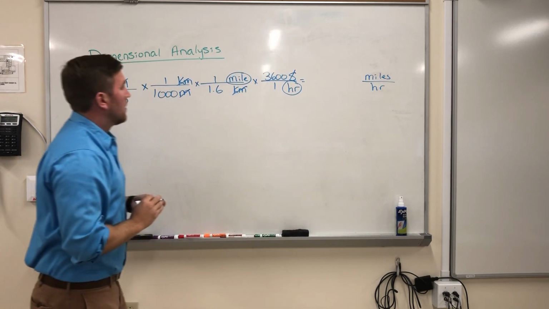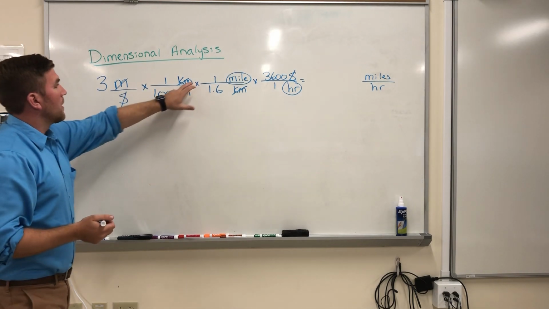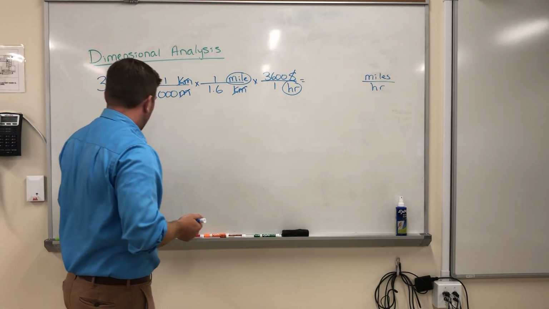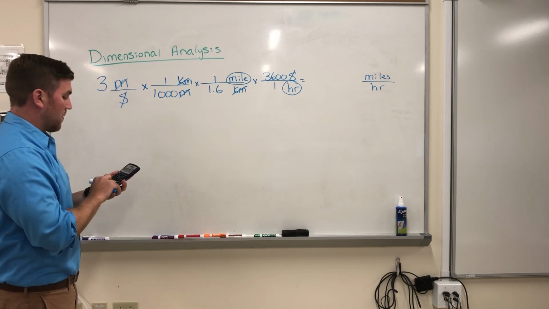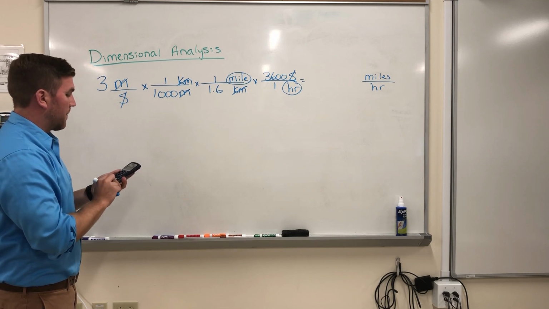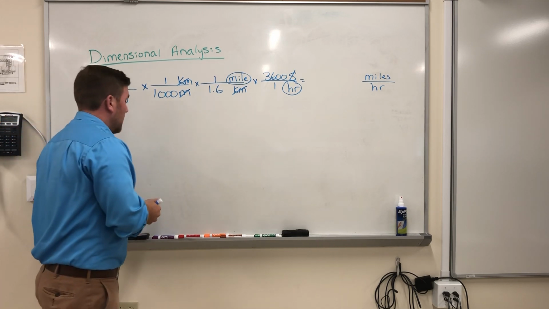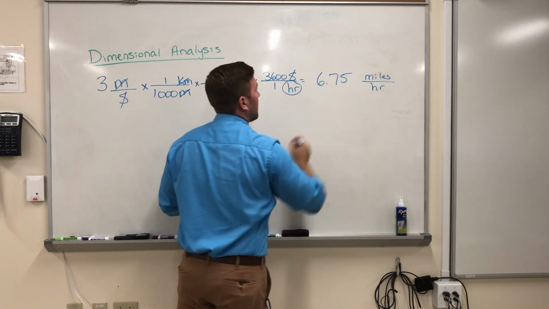So now that I've set this up, I have my ratios all correct. I'm going to go ahead and put this in the calculator and see what we get. 3 divided by 1,000 divided by 1.6 multiplied by 3,600. And 3 meters per second becomes 6.75 miles per hour.